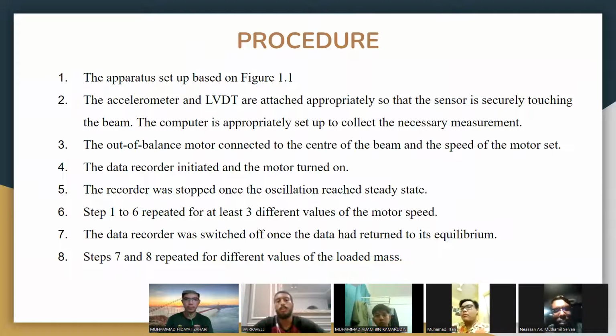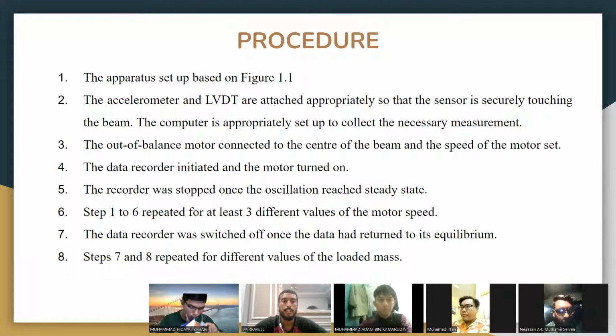For the procedure part, there are actually a total of 8 steps to carry out this experiment. First, the apparatus must be set up according to the figure shown just now. Next, the accelerometer and the LVDT must be attached appropriately so that the sensors are touching the beam. The computer also must be set up in a proper place. Next, the out of balance motor is connected to the center of the beam and the speed of the motor is set, whereas step 4 will be the data recorder and the motor should be turned on.